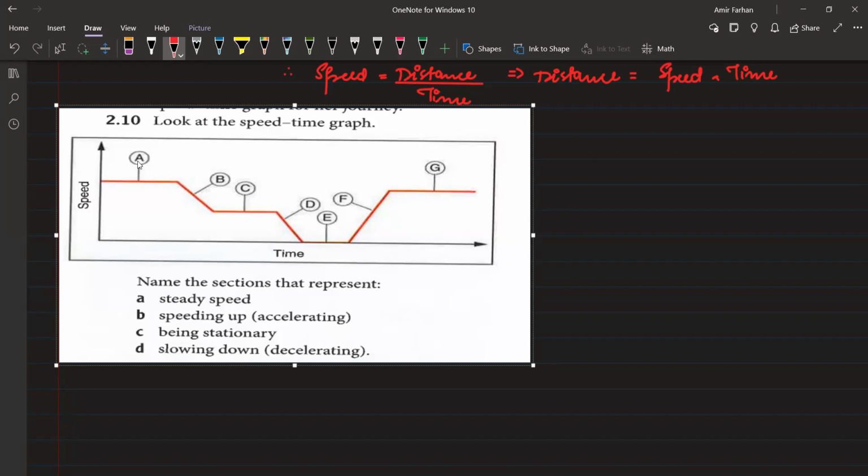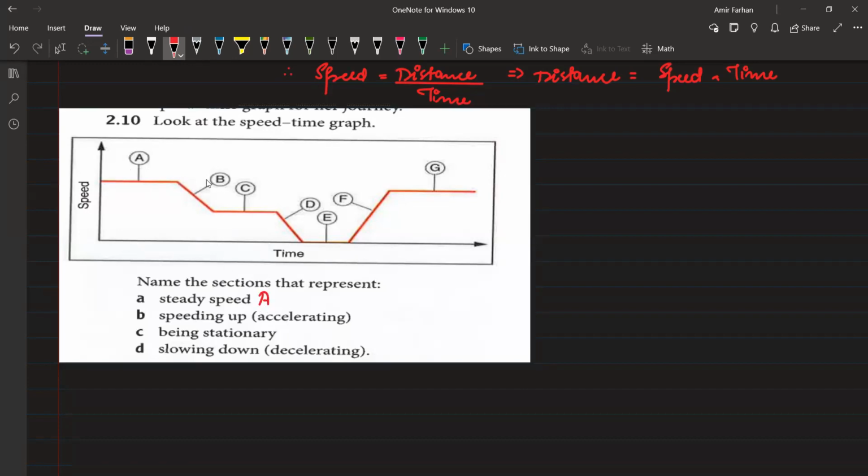So steady speed is A. Steady speed. Let's go one by one. Steady speed is A. As you can see, there is no change in the speed, so it is A. Okay, so A part is there.